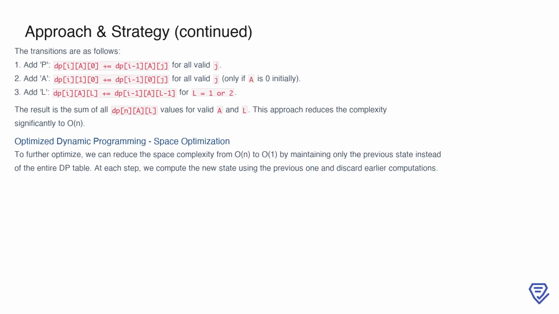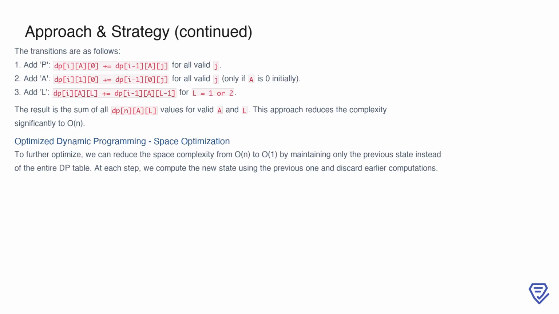Once all transitions are processed, the result is obtained by summing all valid dp[n][a][L] states, covering all allowable combinations of A and L. This reduces the time complexity to O(n), making it much more efficient than brute force. Additionally, we can optimize further by reducing space complexity.